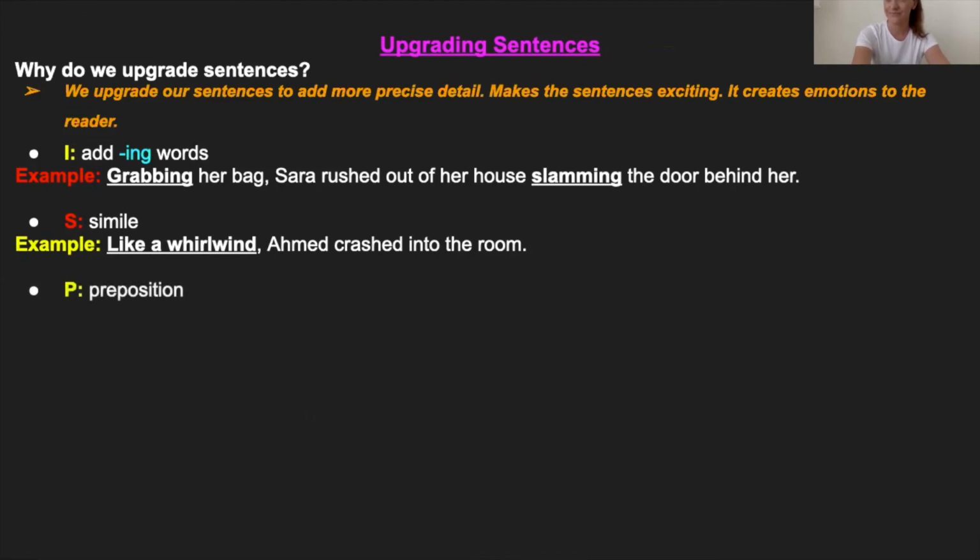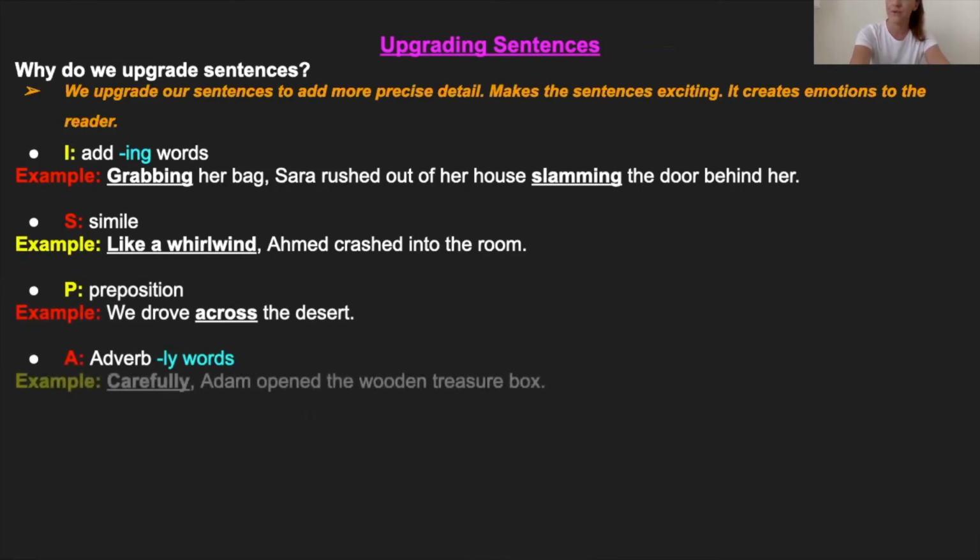Preposition. An example is, we drove across the desert. We could add in ly words, which are our adverbs. Using this, we create an image. So carefully, Adam opened the wooden treasure box. This is telling us how Adam opened the wooden treasure box.